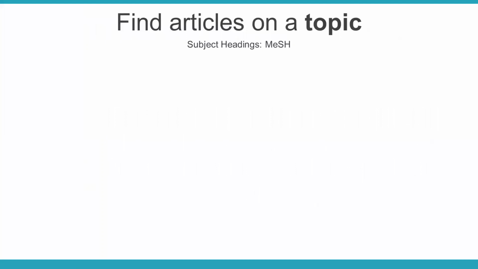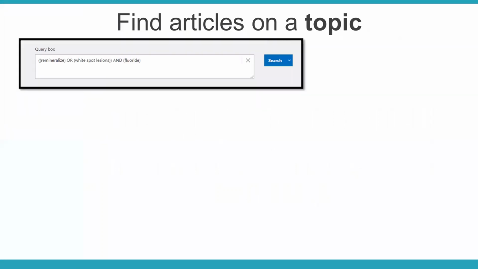So, while finding articles on a topic, it is very important to understand subject headings. So, let us search based on subject headings. Now, as we did, remineralization of white spot lesions and fluoride. So, this is the Boolean which we search. When we go to PubMed Advanced Search, there is a query box where you can type your search and click on search.